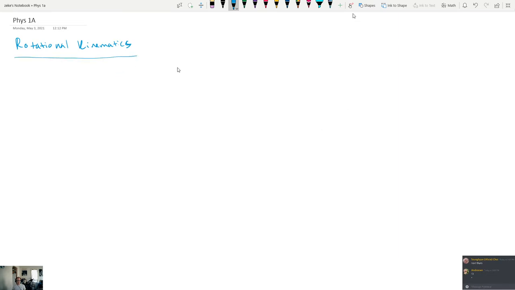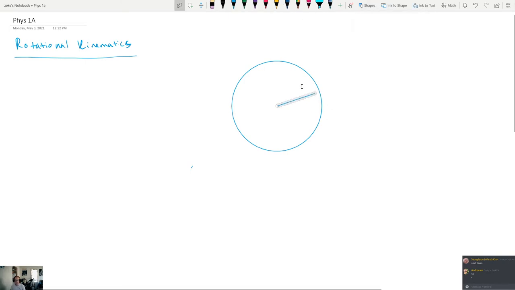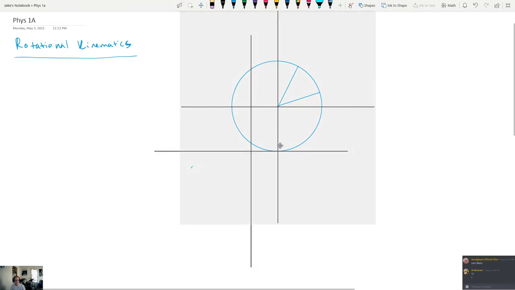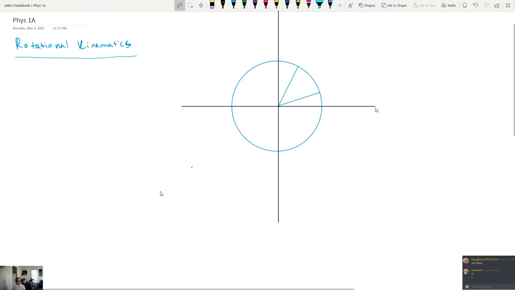Okay, so let's say that you have an object that's traveling in a circular path. So we start with a circle, and let's say we have an object that's traveling in a circle. At one point in time, it is at one point on the circle, and let's say that it moves to another position right here. And let's plop an xy axis on top of this too, so this is going to be our x direction and this will be our y direction, although we're not going to use these variables. Well, we might in a little bit, but for now we won't be.